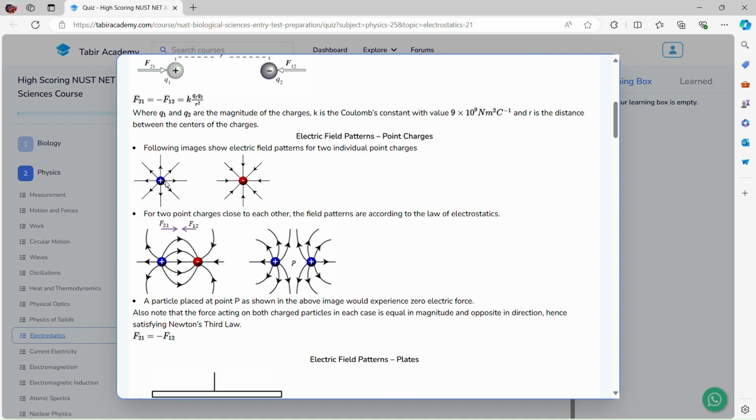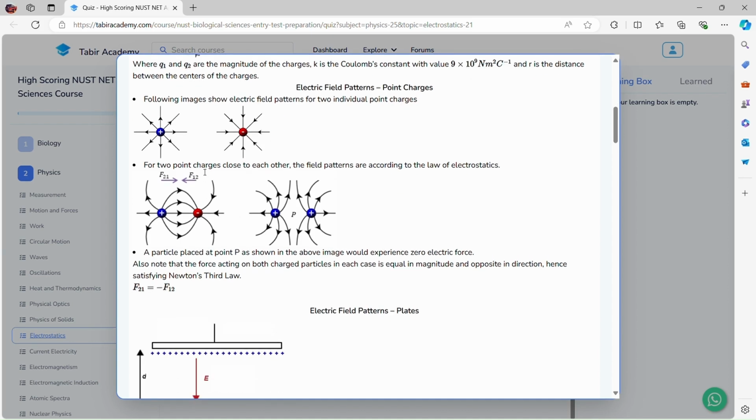This one is positive. You can see field lines going away from the positive charge, and you can see them going towards the negative charge. For 2 point charges close to each other, the field patterns are according to the law of electrostatics.